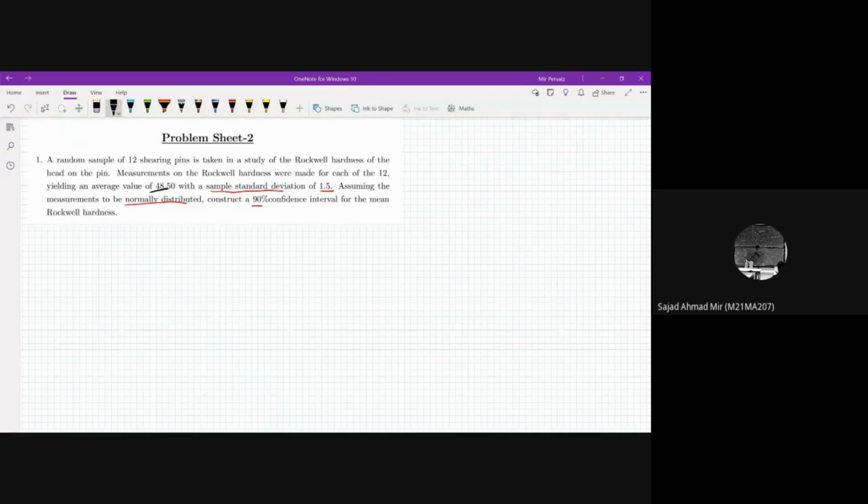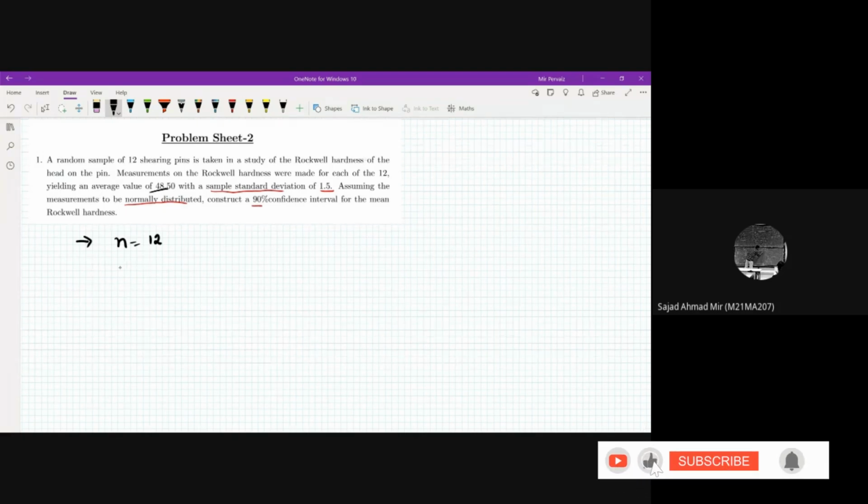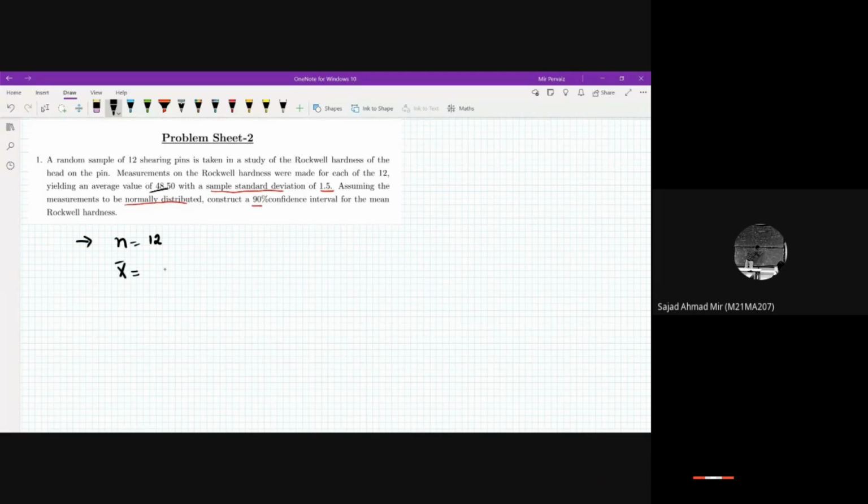So what do we need and what's given here? We are given that there are 12 pins, and the average calculated from the measurements of these 12 pins, which we denote with x bar, has the value 48.5. There is also a sample standard deviation that we denote with s, and the value is 1.5.